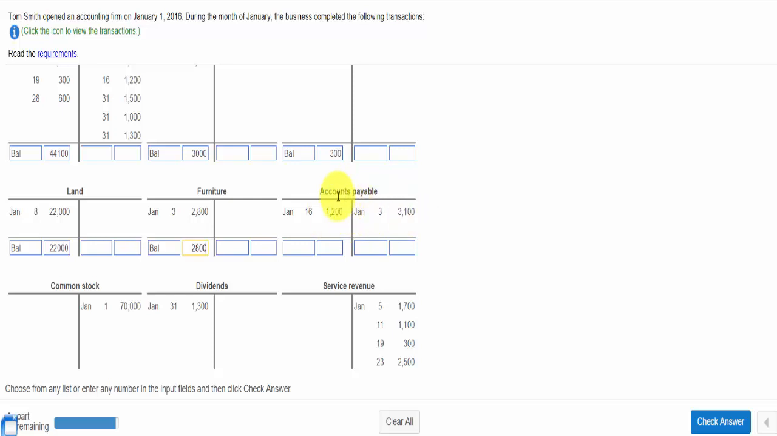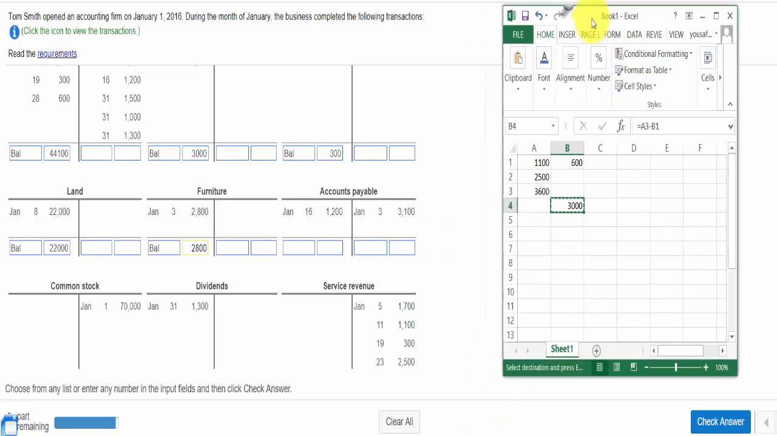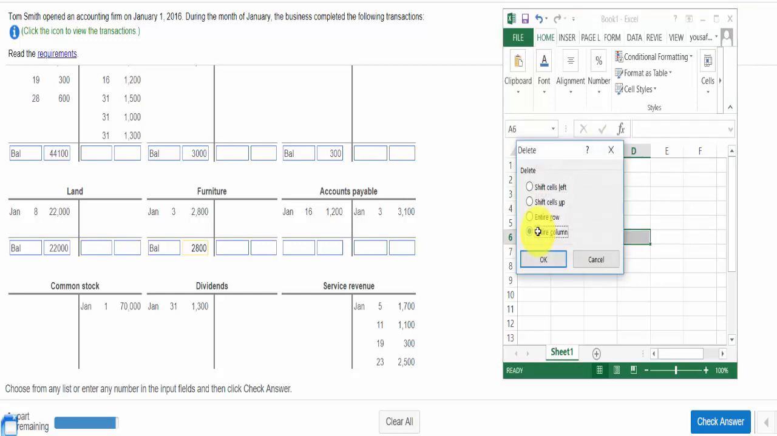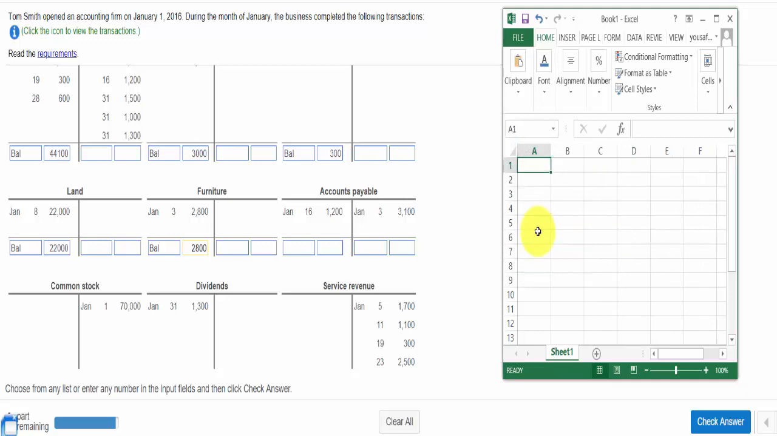Accounts payable is our liability. The normal balance of liabilities is on the credit side, but it is not necessary in all conditions. Sometimes it differs, but we will follow this simple rule. If the credit side is greater, then we will put the balance on the credit side. If the debit side is greater, then we will put it on the debit side.